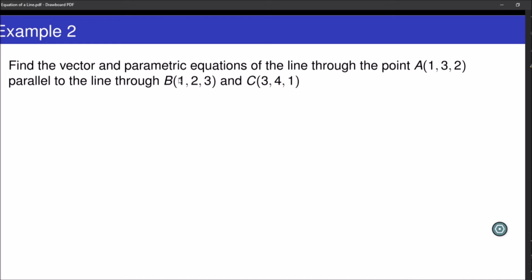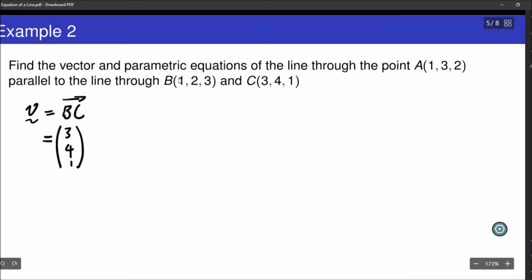Of course, this is different because the direction is actually a 3D vector, so it's a bit more complicated than a single gradient when you did Cartesian geometry. So let's look at this. Point A, that's pretty obvious. The direction, let's call this V, equals BC. So it equals (3, 4, 1) minus (1, 2, 3). So we get (2, 2, -2). So this is the direction we have.